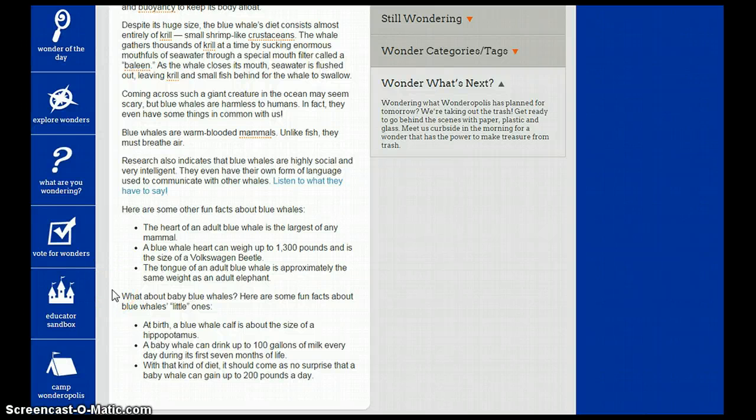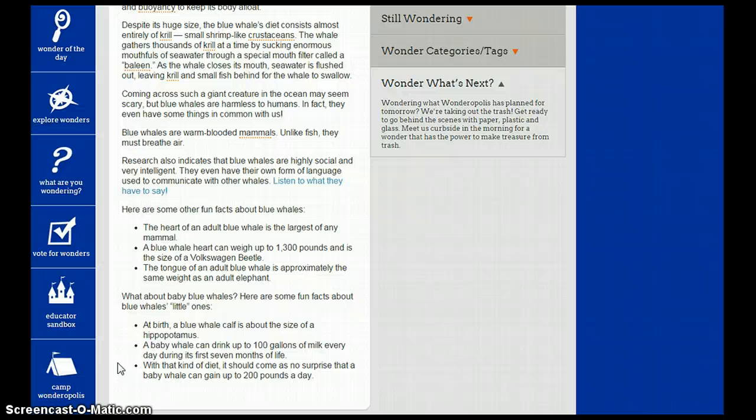What about the baby blue whales? Here are some fun facts about blue whales' little ones. At birth, a blue whale calf is about the size of a hippopotamus. A baby whale can drink up to 100 gallons of milk every day during its first 7 months of life. With that kind of diet, it should come as no surprise that a baby whale can gain up to 200 pounds a day.